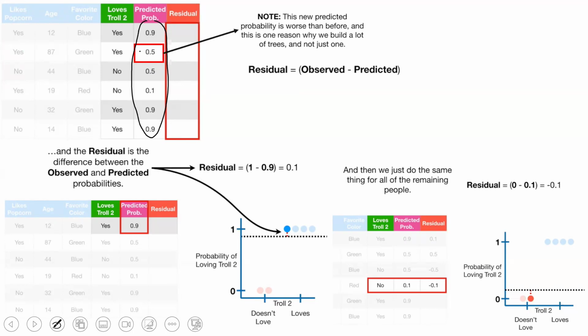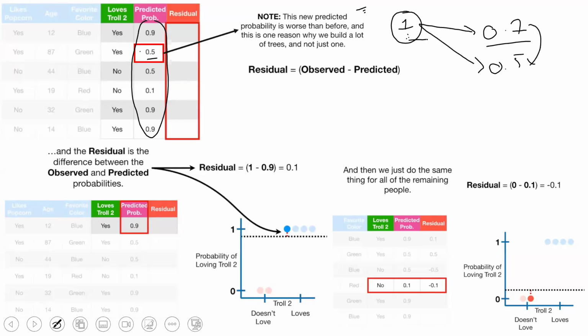If you look at this value, this new predicted probability is worse than before. Initially, we made a prediction of 0.7, but now we predicted 0.5. The actual value is 1, so you are going far from the actual value. This is worse than before, and this is one of the reasons why we build a lot of trees and not just one. When we keep building multiple trees, the wrongly classified samples will be emphasized more when we construct the next tree. That is what a boosting algorithm is.